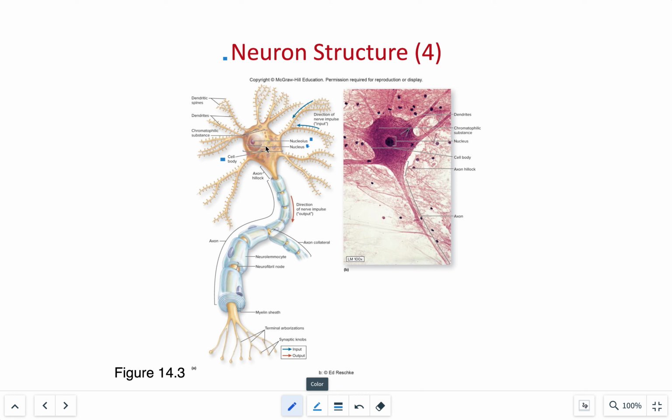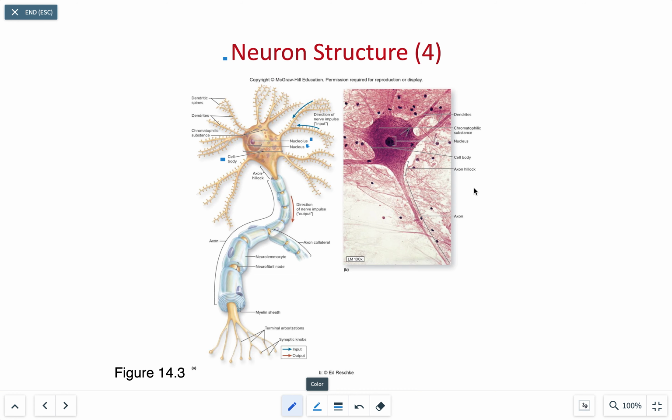And then, as mentioned earlier, the most important aspect is that it does not have the ability to divide. So it lacks centrioles, or the organelle that allows this structure to divide. So neuron cell bodies, or neurons in general, cannot divide.